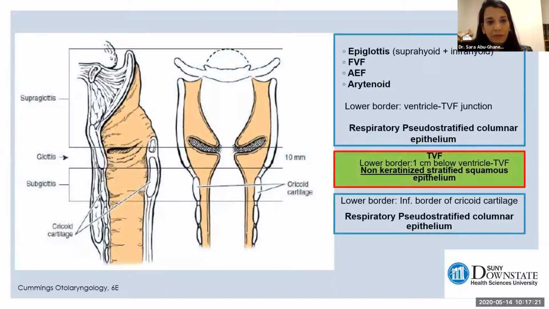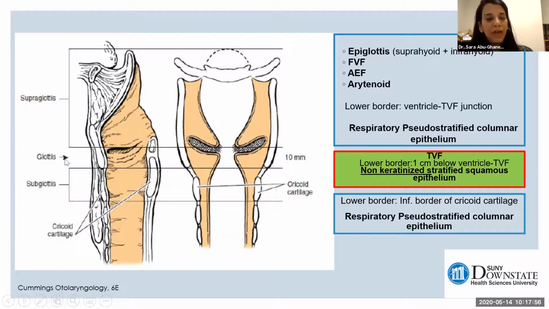So the first part of this talk is just to give a brief introduction and to get us all on the same page. In terms of the larynx, as we all know, the larynx is usually subdivided into three sections: the supraglottis, the glottis, and the subglottis. The supraglottis is further divided into suprahyoid and infrahyoid epiglottis, the false vocal folds, the aryepiglottic folds, and the arytenoid complex. And its lower border would be the junction of the ventricle and the true vocal folds.